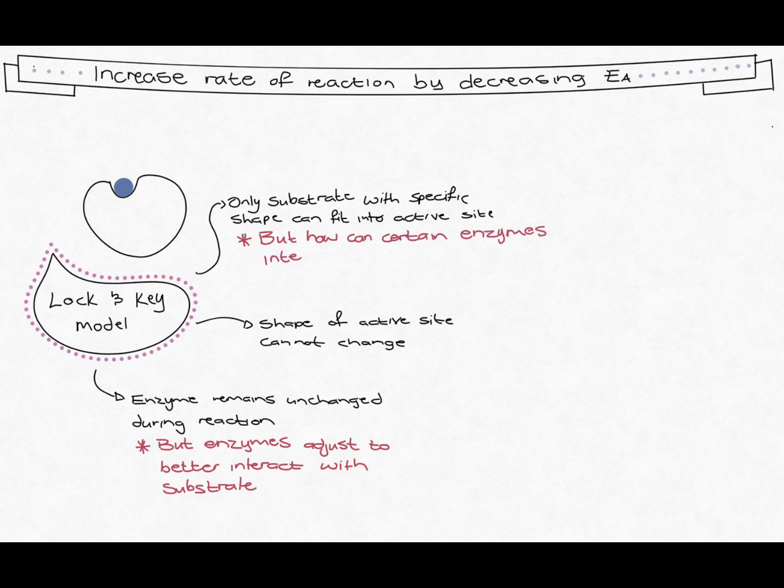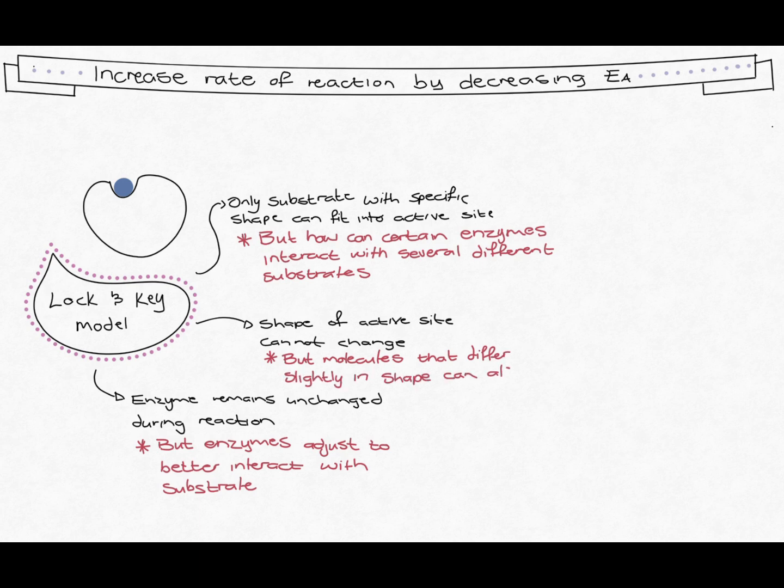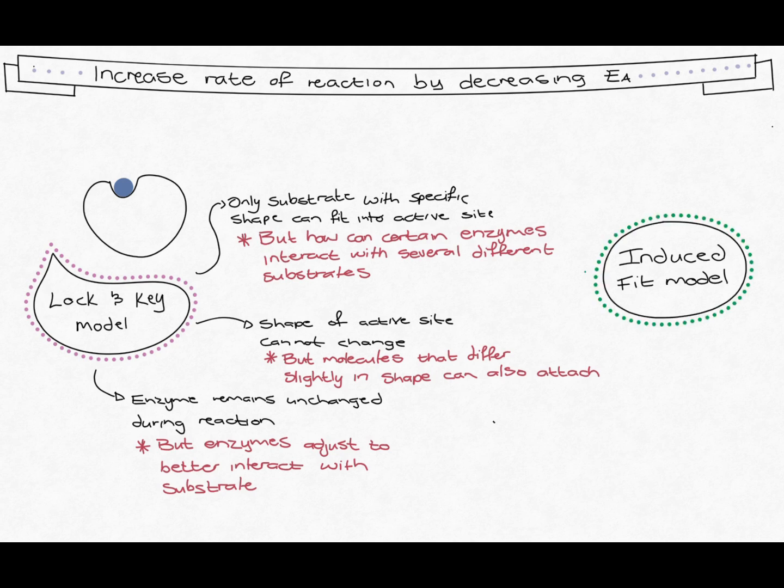We also know that certain enzymes can interact with multiple different substrates as well, which means that our active site cannot be as rigid as previously thought. And we also know that our enzyme is able to bind to other molecules that have a slightly different shape to the substrate that's needed. So to account for this, we use the induced fit model.